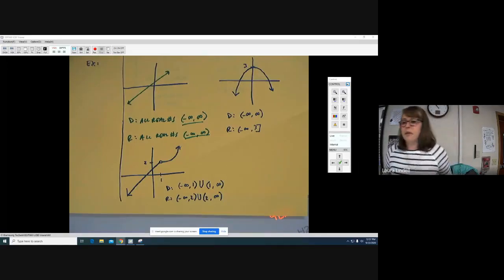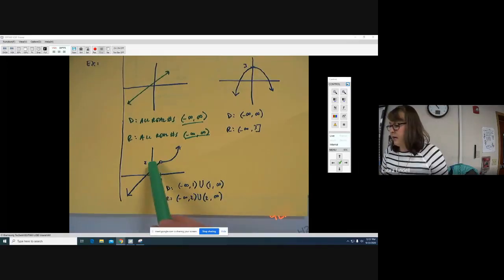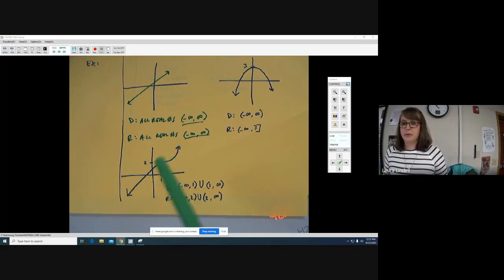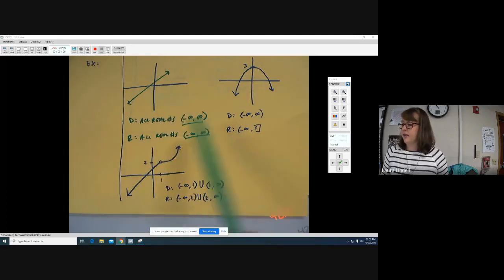And then you do the same thing for the range. Since we know that 2 is never a y value here, we go from negative infinity to 2, not including 2, and then from 2 to positive infinity, still not including 2. So that's how it would look in interval notation. Most of the time, the ones that you guys are going to see, especially today, are going to look like this kind of an idea here.